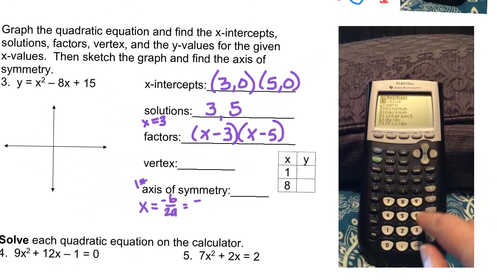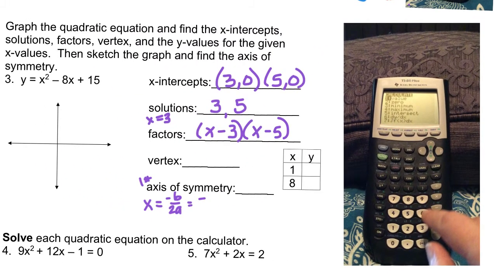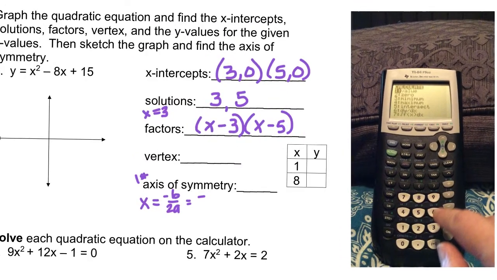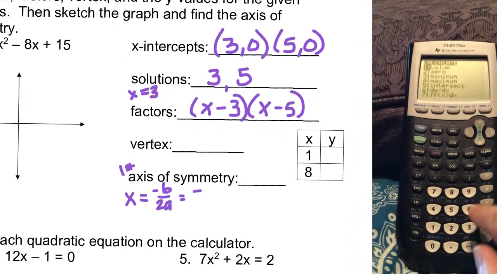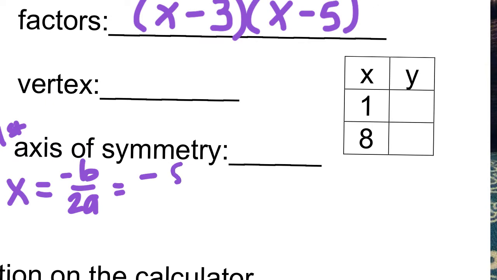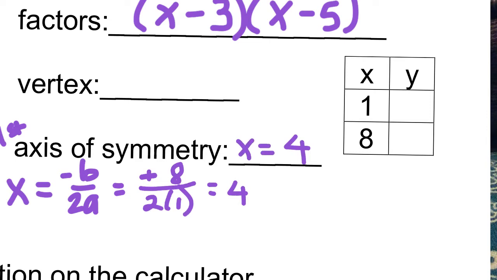So going back to our equation, the b is negative 8, so it'd be 8 over 2 times the a value, which was 1. So that means the axis of symmetry is 4. The axis of symmetry is a line. It's x equals 4.